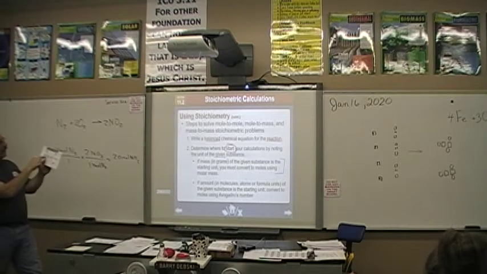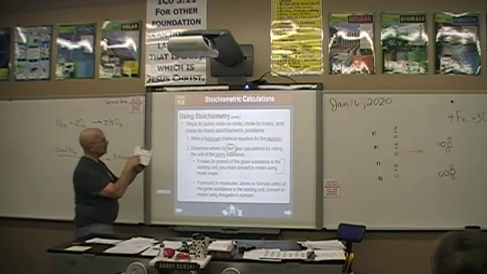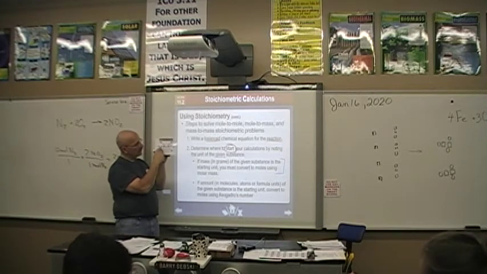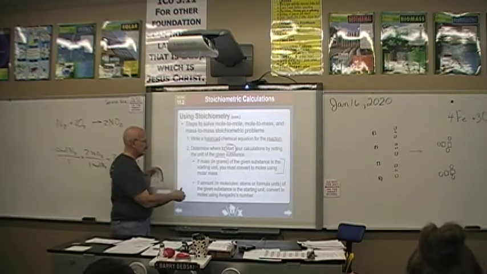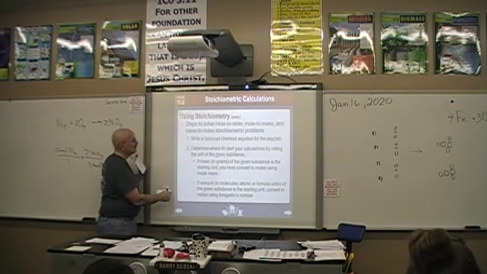But Avogadro's number is over here, 6.02 times 10 to the 23rd. You ever see it? Right between this 1 and 2, and this one's molar mass. So if you start here, you can use Avogadro. If you start with grams, you can use molar mass. Step 2 continues, okay?